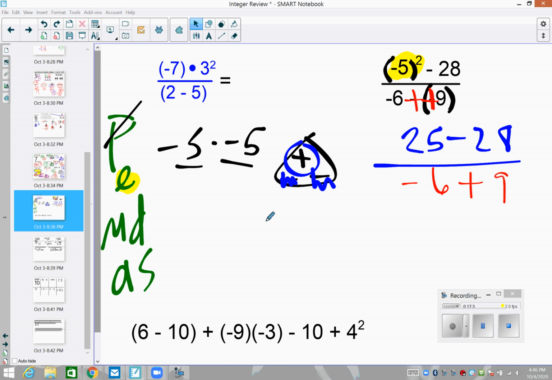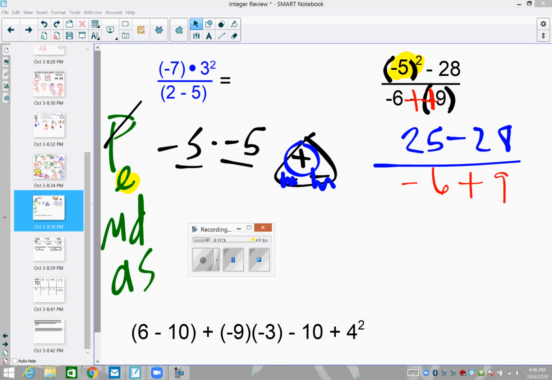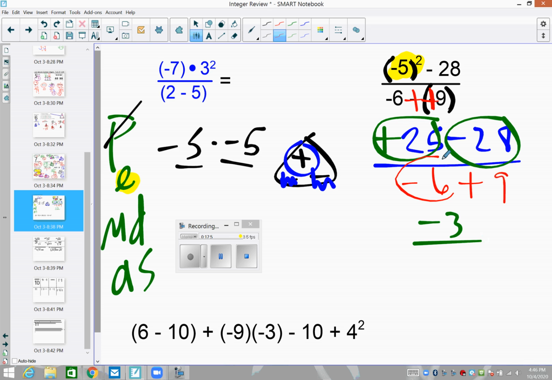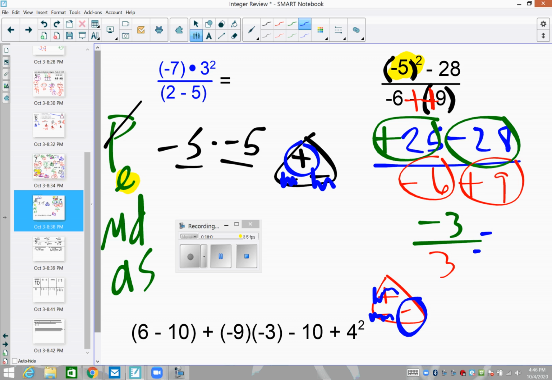I might switch my stylus pen here and see if I have better luck with this smaller one. Struggling with this other one. All right, in the top then, we have a positive 25 compared to a negative 28. That would be negative 3 in a tug of war. And we have a negative 6 compared to a positive 9 would be positive 3. So the very last step then would be to take the triangle. So we have negative 3 divided by positive 3. The result of that is negative 1. Boom, done.